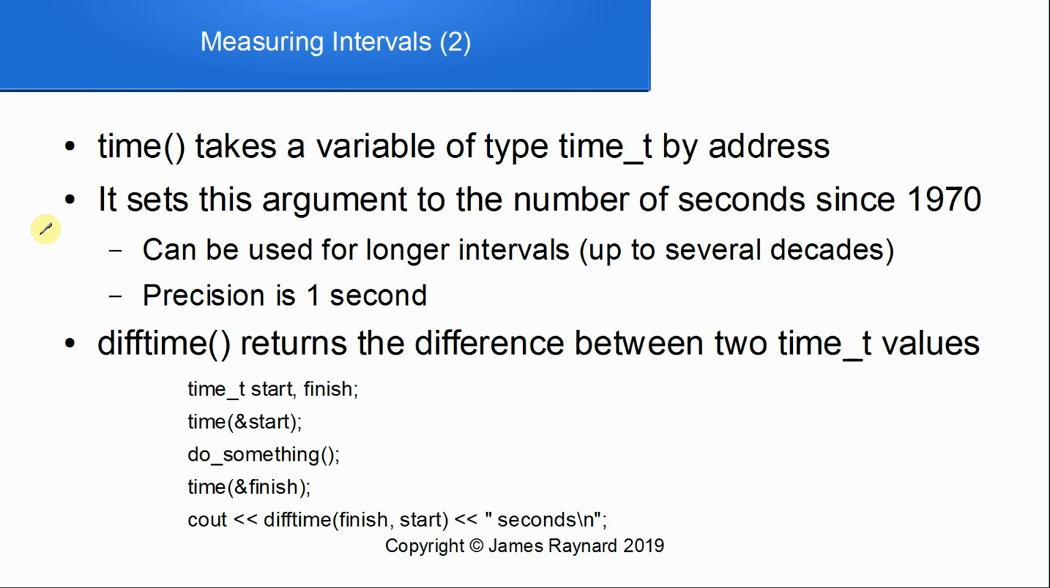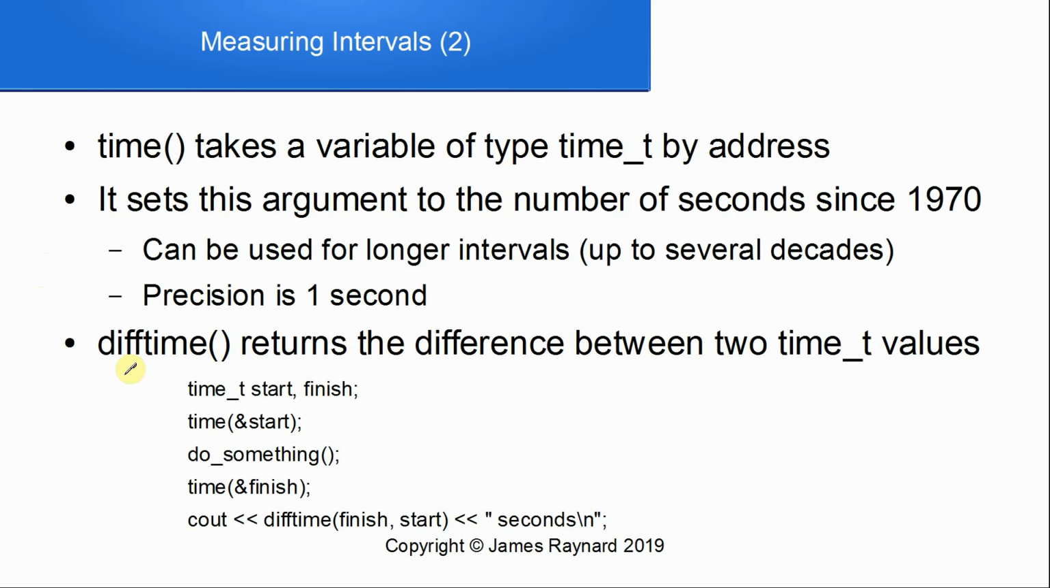time_t can take a much wider range of values, so we can use it for much longer intervals. In fact, we can go up to, I think it's 68 years is the maximum. It measures things in seconds, so obviously the precision can't be any more than 1 second. So our results will be to the nearest second. If we want to calculate the difference between two time_t values, we call a function called difftime instead of subtracting them.